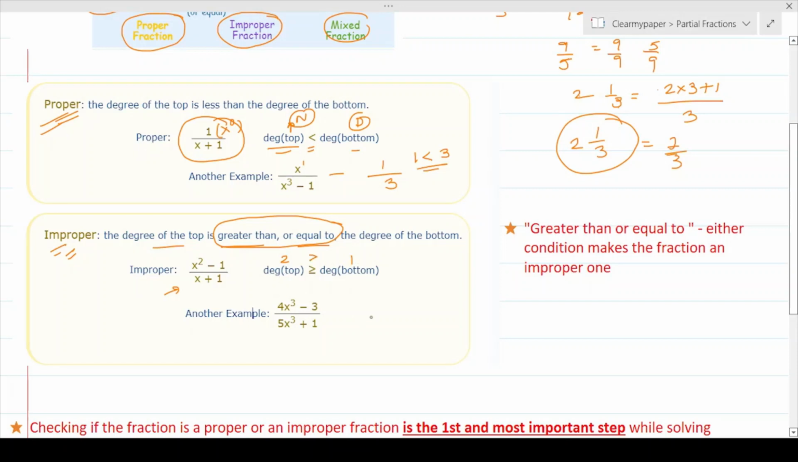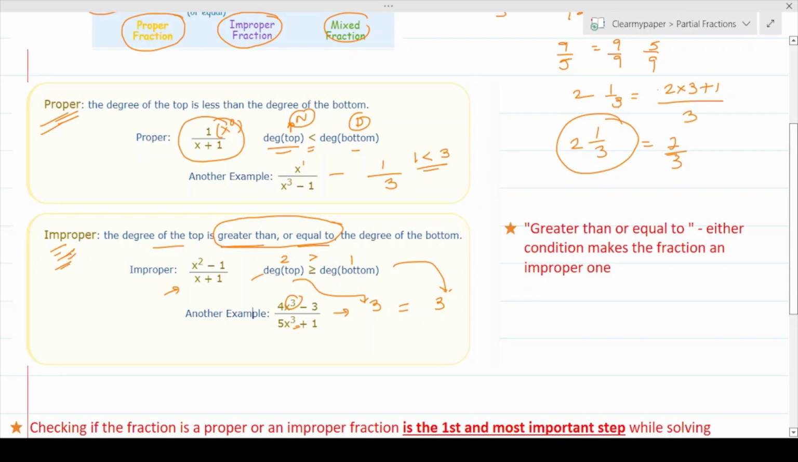Over here, if you see, the degree at the top, the numerator, is 3. This is the top and this is the bottom, and the degree at the bottom is again 3. So in this case, both the degrees are the same in the numerator and the denominator. So we have one scenario where the degree at the top, the numerator, is greater than the denominator, and we have one example where both the degrees are the same. Regardless, in both these scenarios, this kind of fraction is called an improper partial fraction.